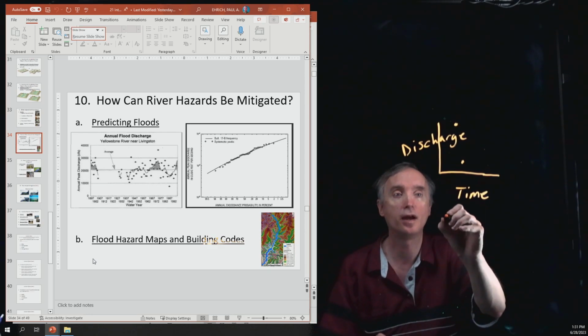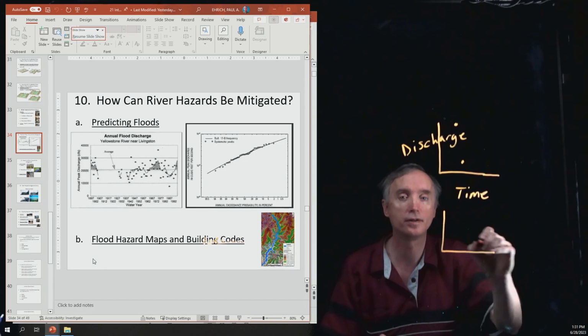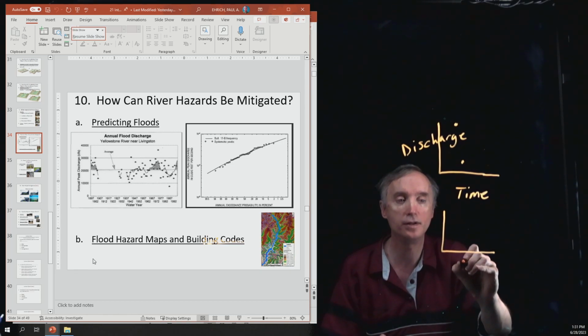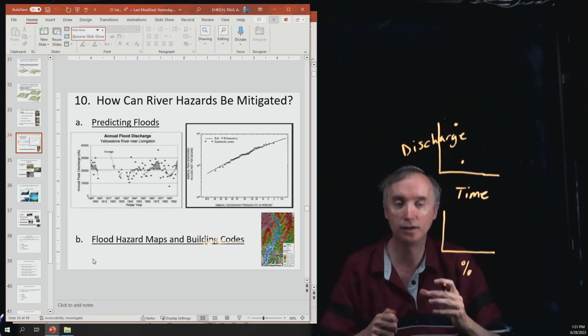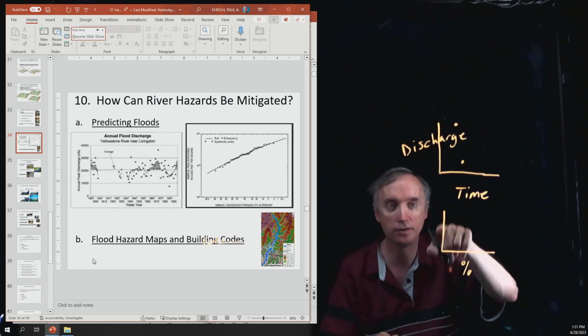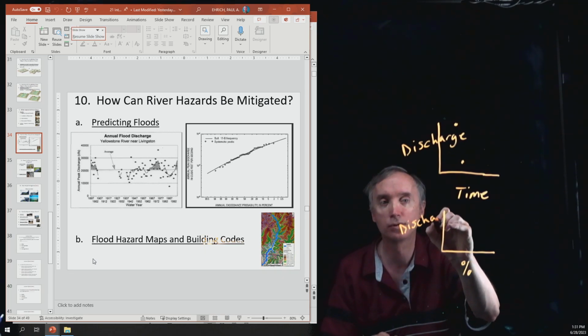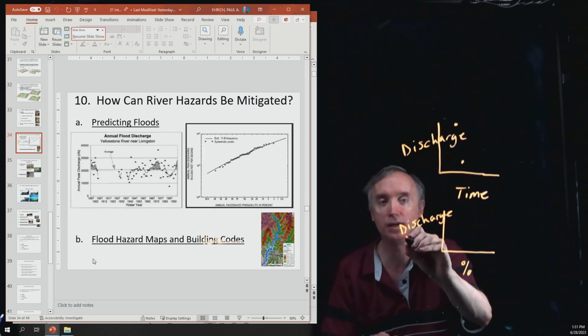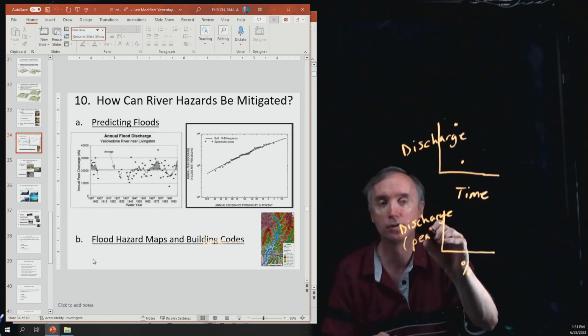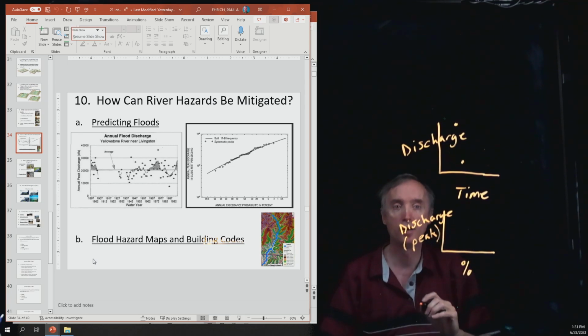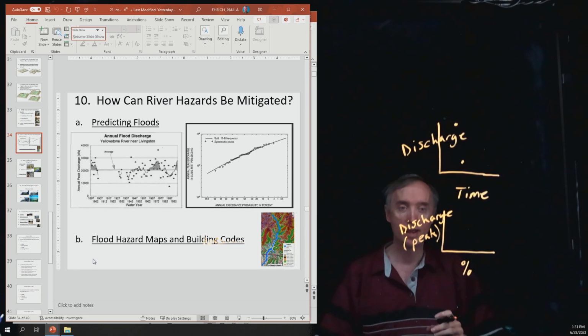Okay, then the other chart there, the one that's right next to it, is going to have what is the percent chance that a particular discharge is going to occur. So again, going up and down is going to be the discharge, but it's going to be the peak discharge. So what is the maximum amount of water that could theoretically be flowing in that river? And then what's the chance that it's going to do that?